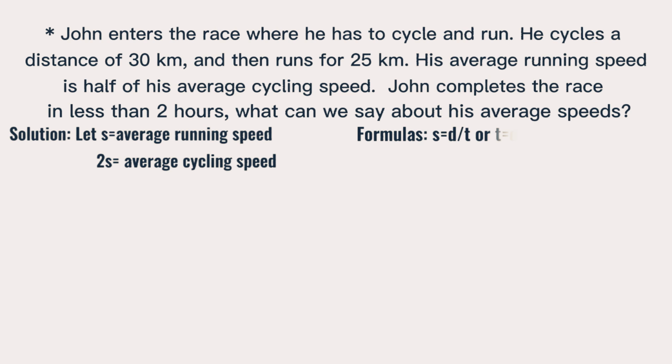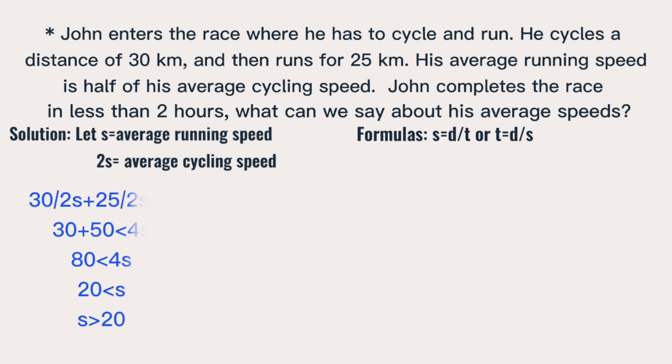Formulas. Speed is equals to distance over time or can be changed to time is equals to distance over speed. The race is divided into two categories, the cycling and the running. John completed the race less than 2 hours. We derive for the inequalities 30 over 2s plus 25 over s is less than 2. Let us solve.